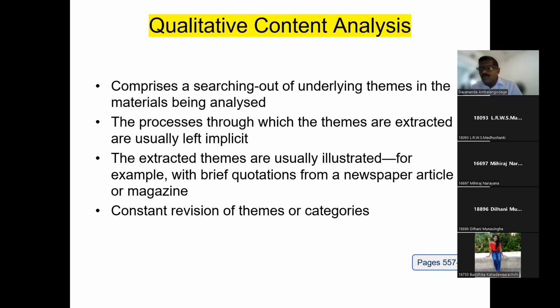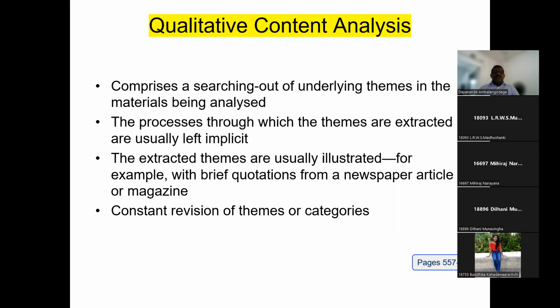Qualitative content analysis really comprises searching out underlying themes in the material being analyzed. The process through which the themes are extracted is usually left implicit. The extracted themes are usually illustrated, for example, with brief quotations from newspaper articles or magazines, along with constant revisions of themes and categories.